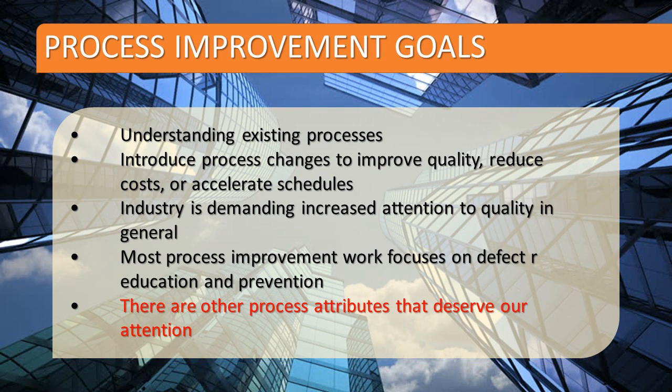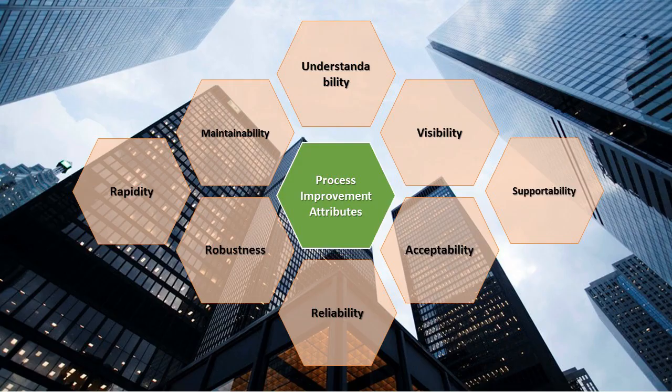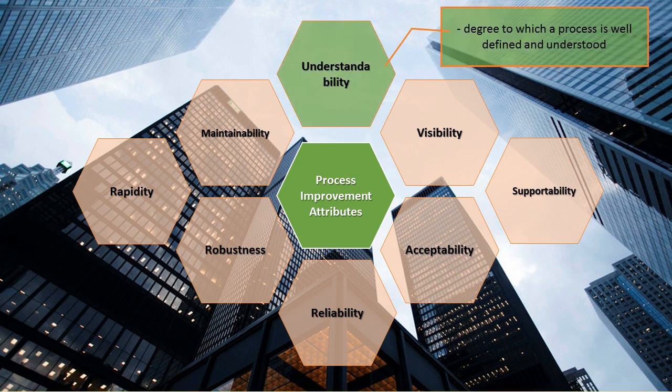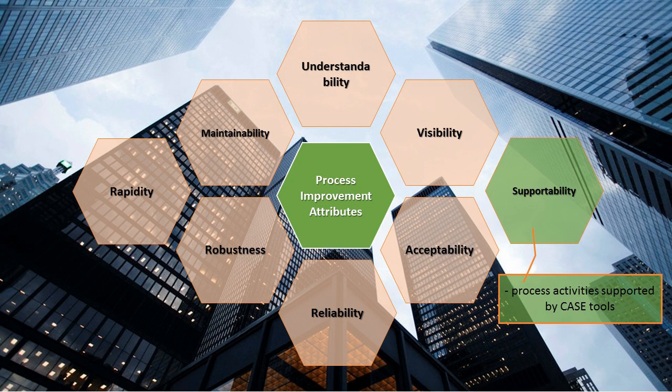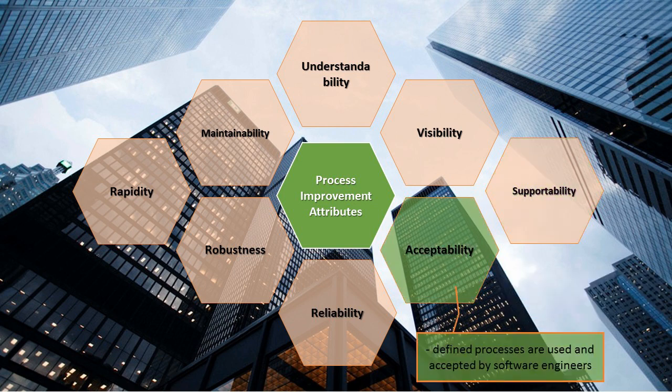And finally, there are other process attributes that deserve our attention. First is understandability, which means the degree to which a process is well-defined and understood. Second is visibility. A process's activities have results that are externally recognizable. And the third one is supportability, which means a process's activities are supported by CASE tools. And the fourth one is acceptability. A defined process is used and accepted by software engineers.